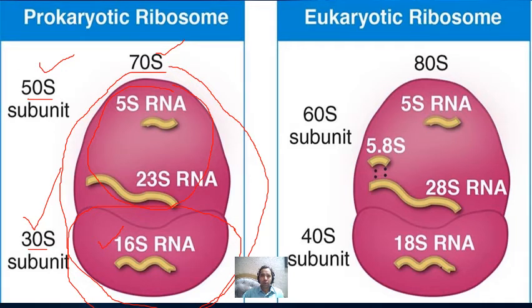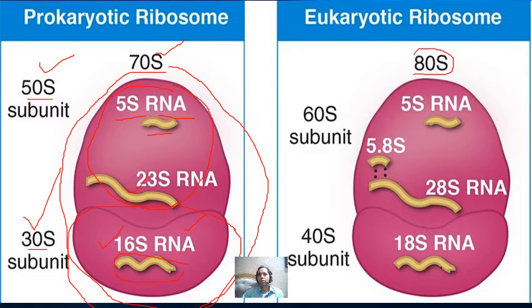Again, here you can see this 5S RNA, a smaller piece of RNA which, with protein, is a component of the ribosome. This will sediment at the rate of 5S, and this larger RNA will sediment at the rate of 23 Svedberg units. Similarly, this smaller subunit has only one RNA. This part is protein, and this is the RNA. It will sediment at the rate of 16 Svedberg.